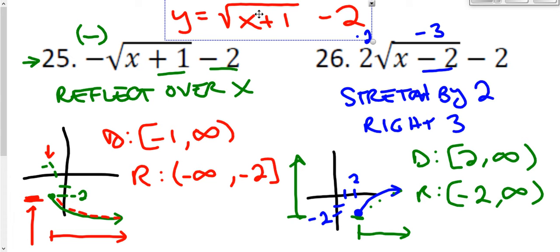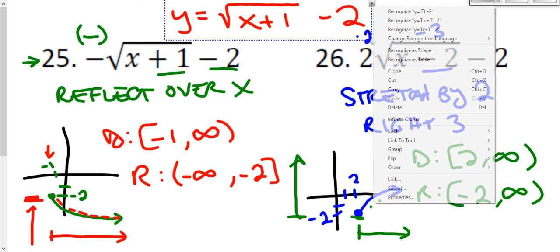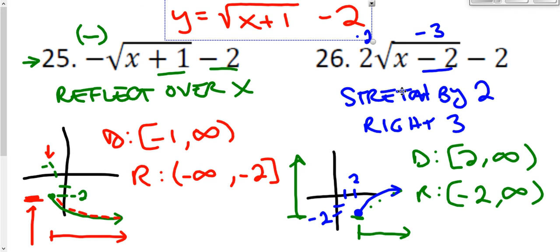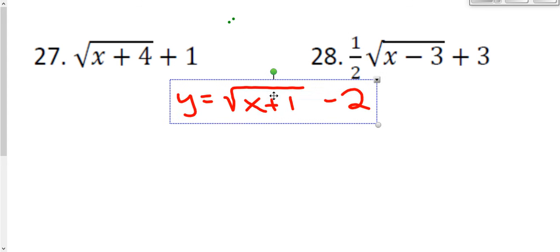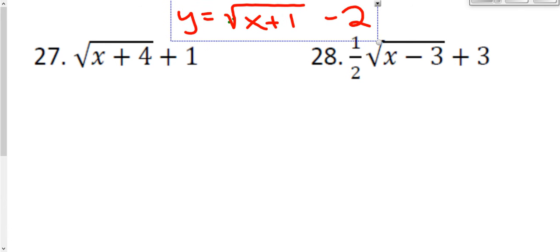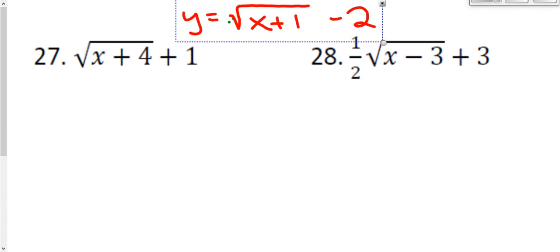I'm going to take this and copy it. Here we go. So our parent function is going to be right here. There we go. All right, so here's our parent function again. This is our original function. So instead of using the parent function, square root of x, we're using this as our original function. So let's describe some of our transformations from this guy.